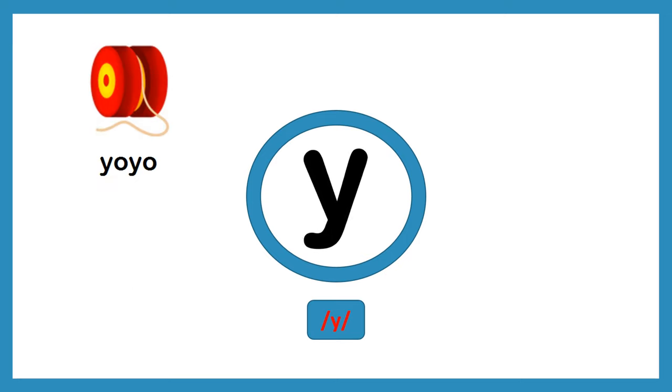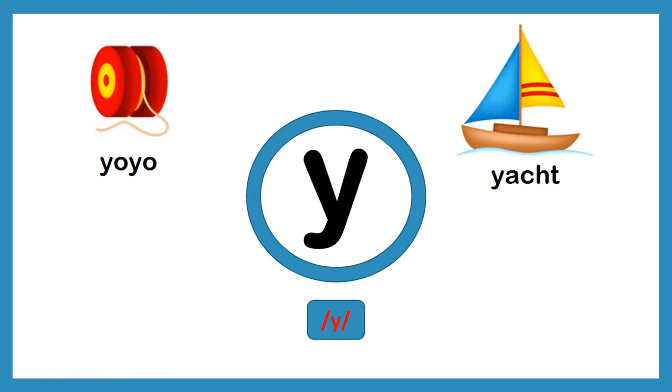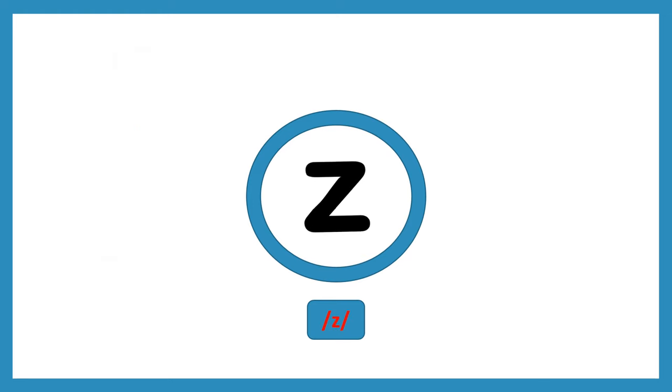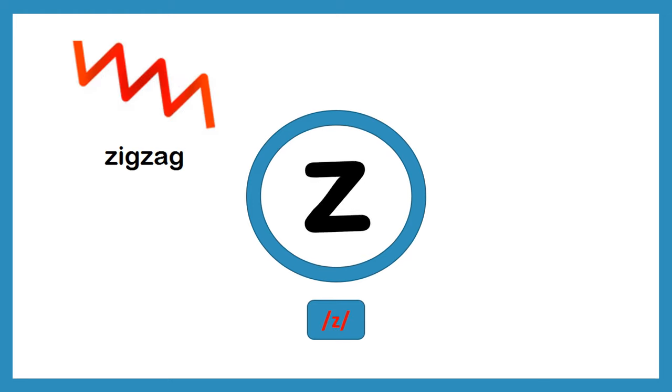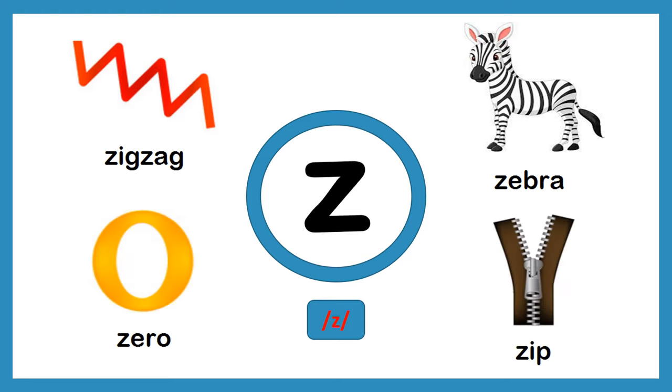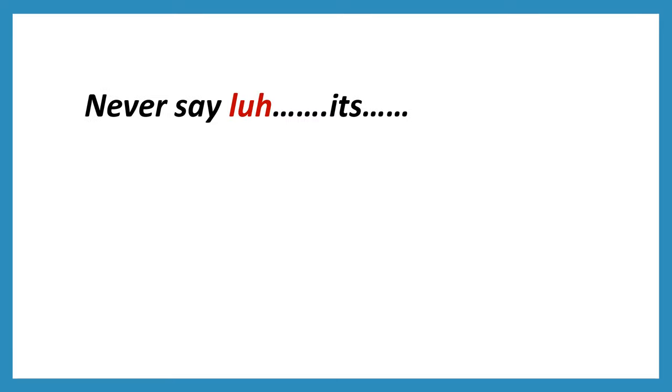Y: yo-yo, yacht, yogurt, yam. Z: zigzag, zebra, zero, zip. Never say L, it's L.